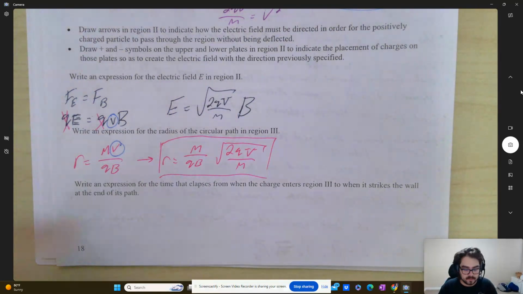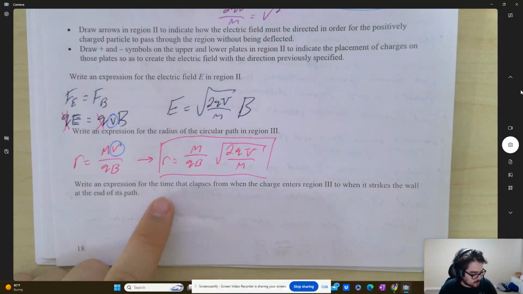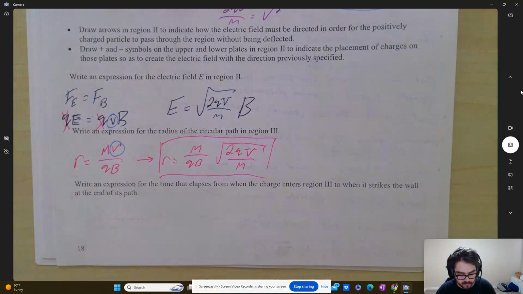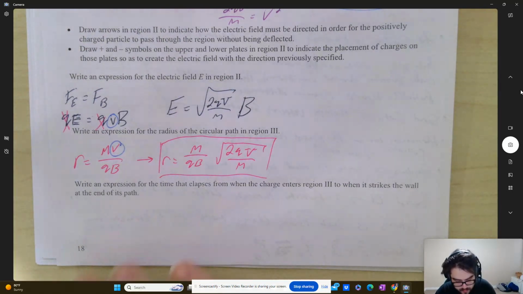And then to figure out the time that elapses from when the charge enters region 3 to when it strikes the wall at the end of the path, this is also not too bad. All you've got to do here is take, I'm trying to find a color I haven't used yet, I guess I'll use the regular blue.